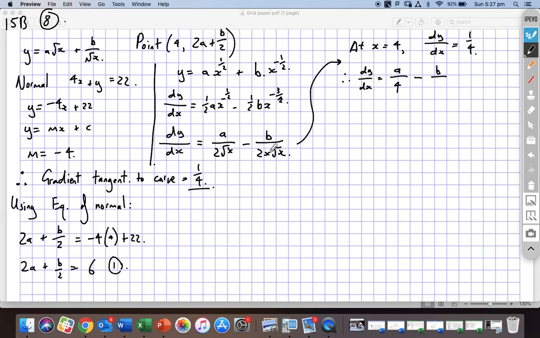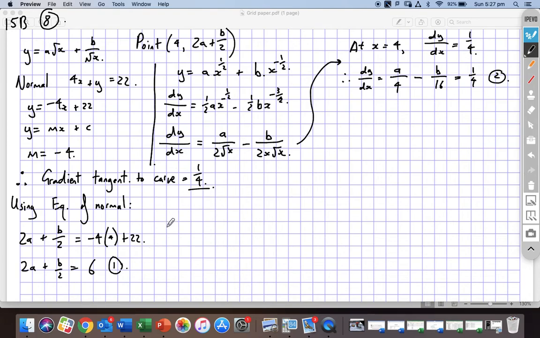All right, what's going to happen here? You've got 2 times 4 is 8. 8 times square root 4, so that's 8 times 2 on 16 equals a quarter. And that can be equation 2. So I now need to solve these things simultaneously.